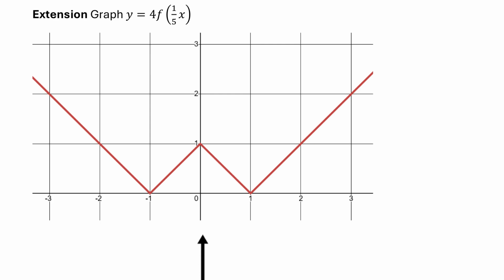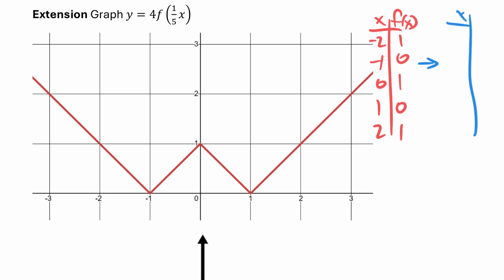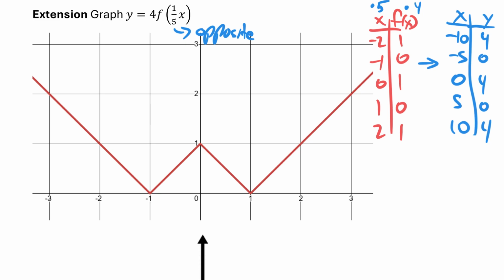All right, assuming you gave that a try, let's grab our initial values. So we have -2, -1, 0, 1, and 2, and we have 1, 0, 1, 0, 1. So these are going to become the x values here, we're going to multiply by 5 because we do the opposite. The opposite of 1/5 is 5/1. And here the y values get multiplied by 4. Okay, so -10, -5, 0, 5, and 10. 4, 0, 4, 0, 4.